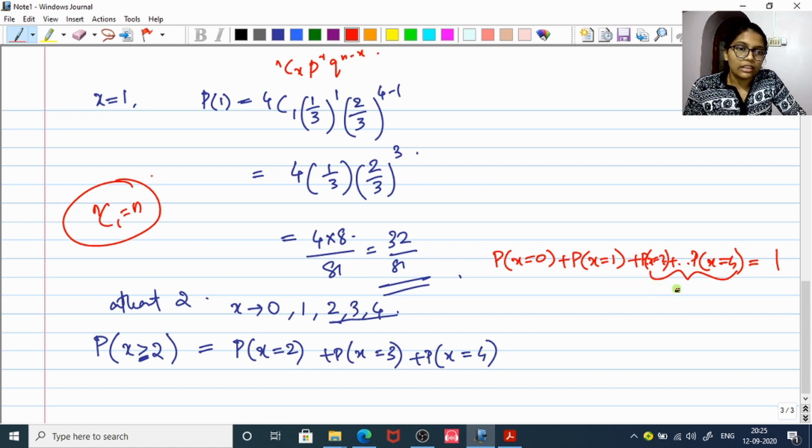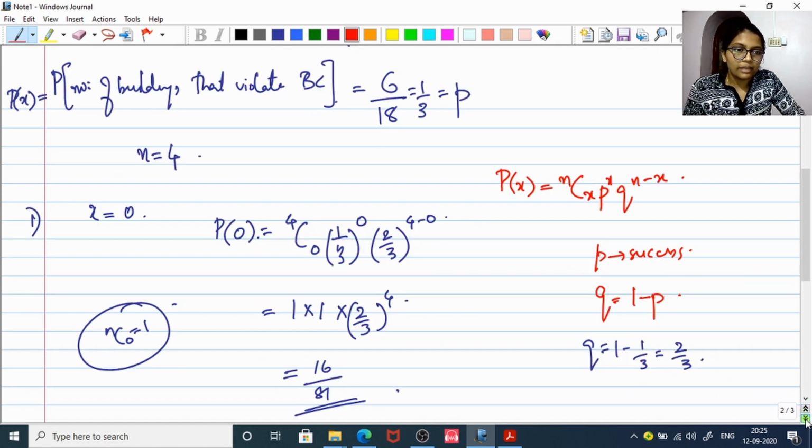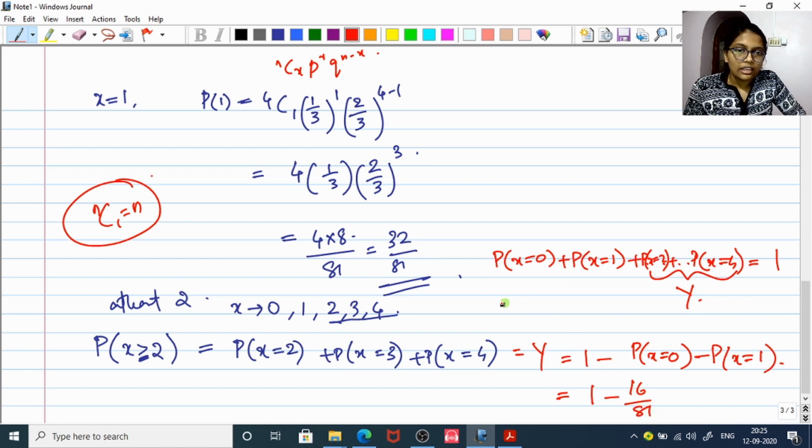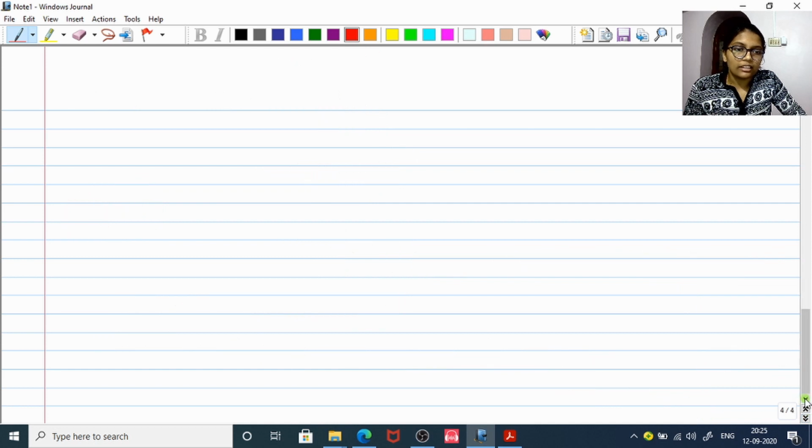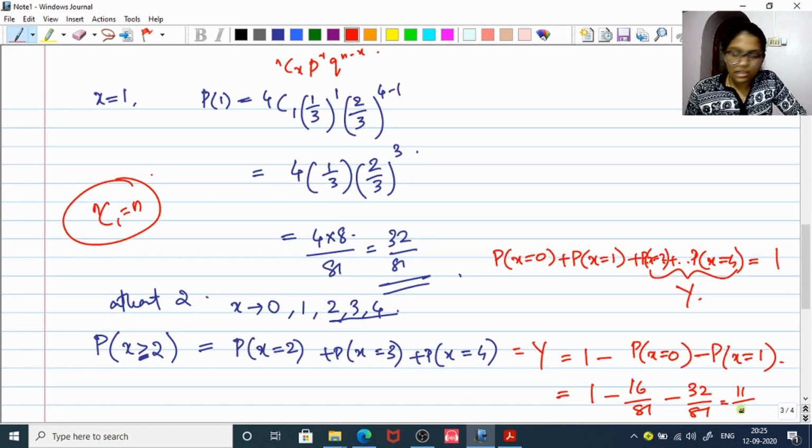So how to get these values? If this is y and we need to find y, then it is like 1 minus P of x equal to 0 minus P of x equal to 1, isn't it? When we take these two terms to the right hand side, it becomes negative. And the values for P of x equal to 0 was 16 by 81 and P of x equal to 1 is 32 by 81. Just subtract and get the value. It is about 11 by 27. So this is your value, 11 by 27. So it's that easy to score 8 marks from this question.